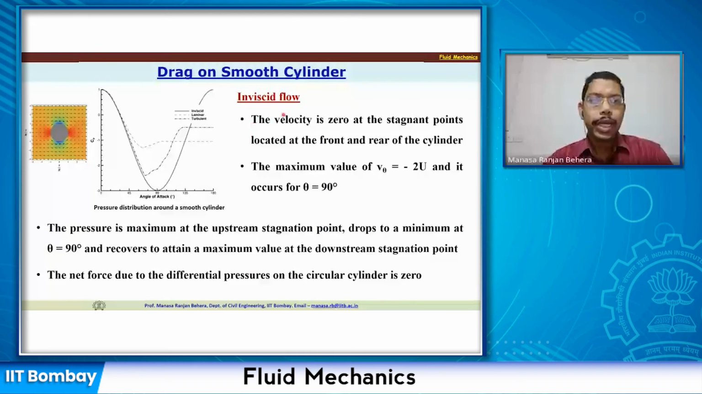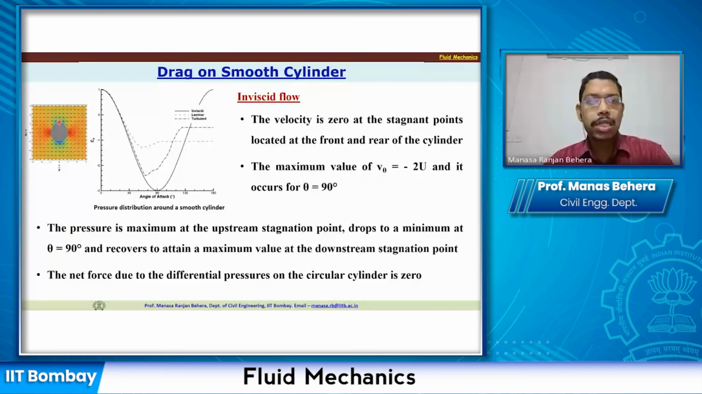So in case of inviscid flow, which I have already discussed, the viscosity is 0. The velocity is 0 at the stagnation points, located at the front and rear end of the cylinder, and the maximum velocity is going to be v theta, somewhere here. That is going to be -2U, and it occurs at theta equals 90 degrees.